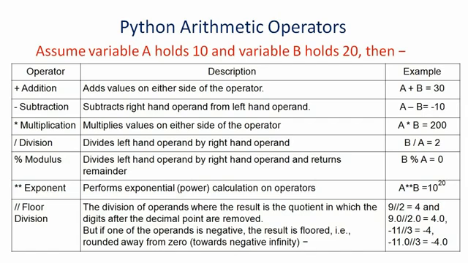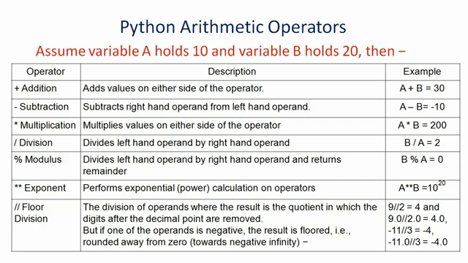Multiplication multiplies values on either side of the operator. a * b gives 200. Division divides the left hand operand by the right hand operand. b / a gives 2. Modulus divides the left hand operand by the right hand operand and returns the remainder. b % a gives remainder 0.